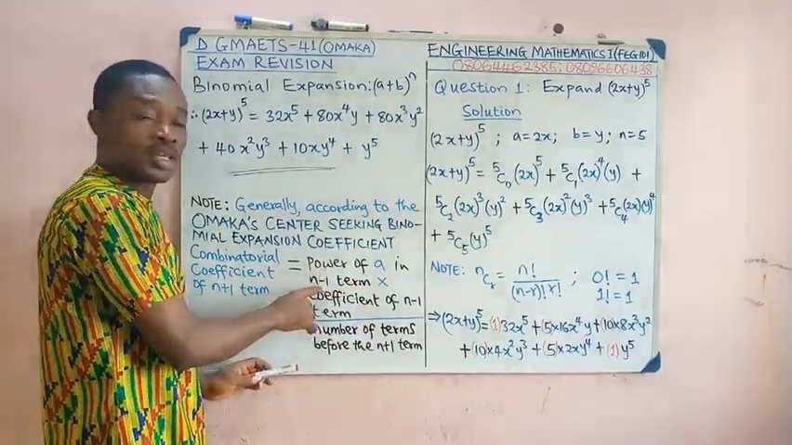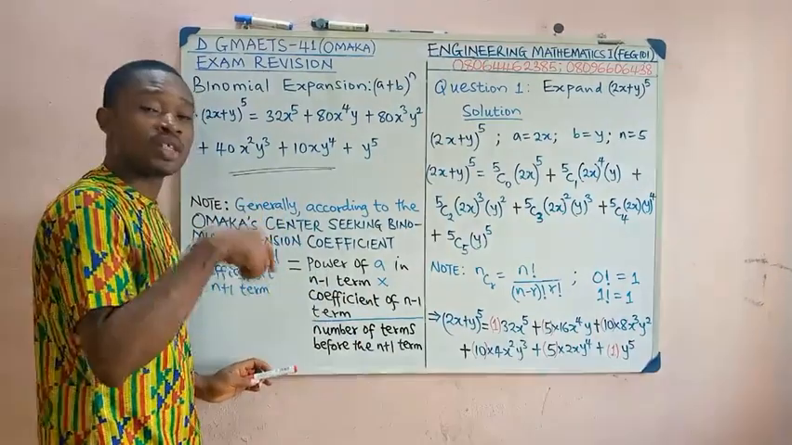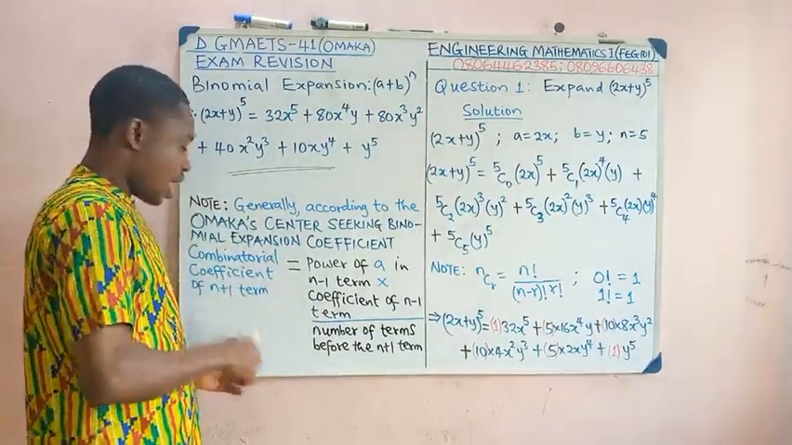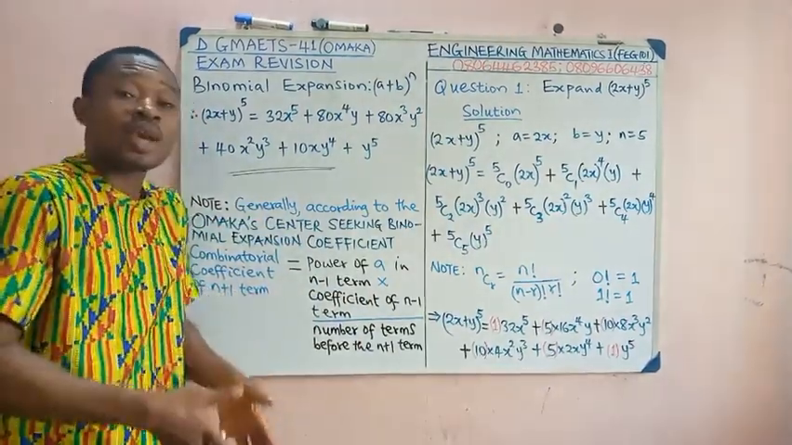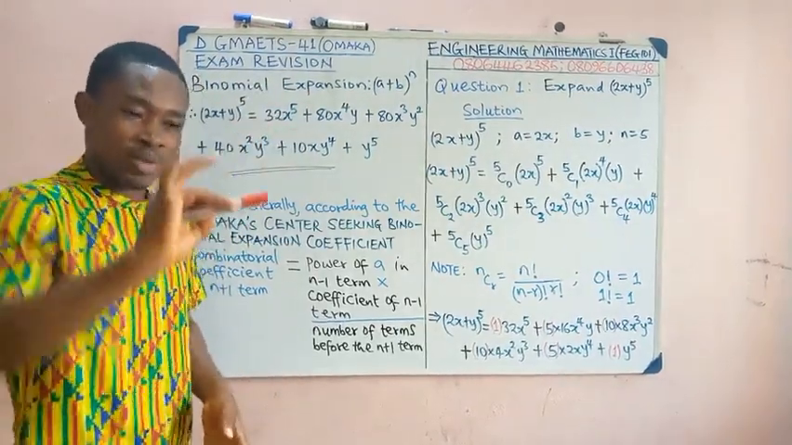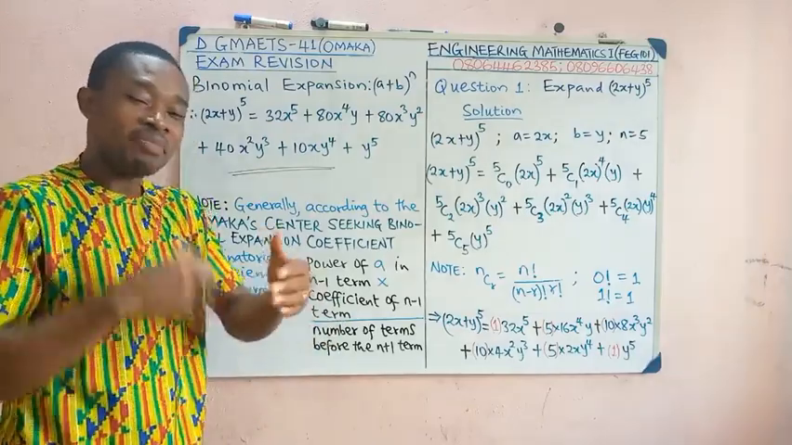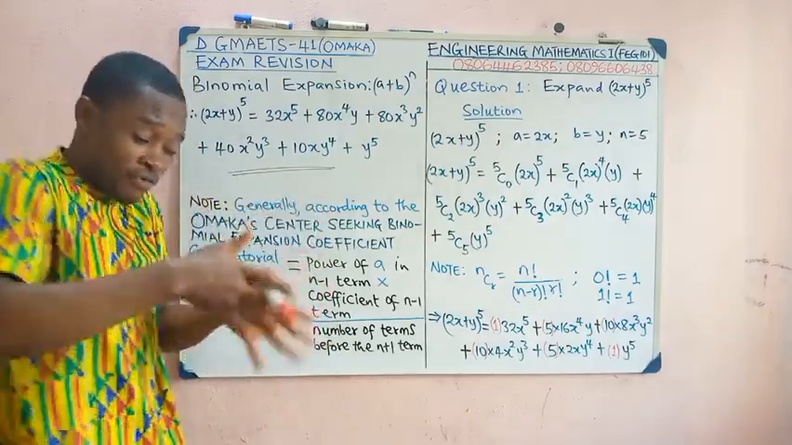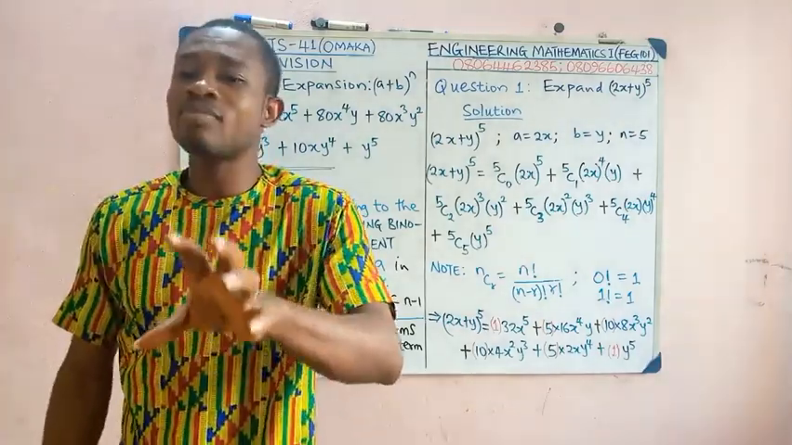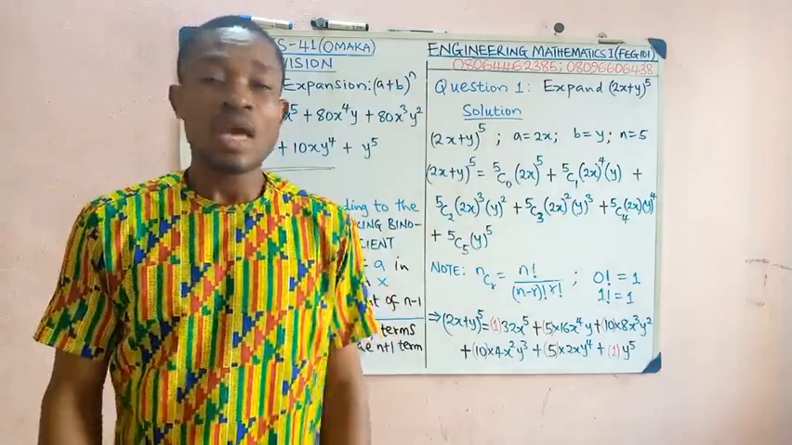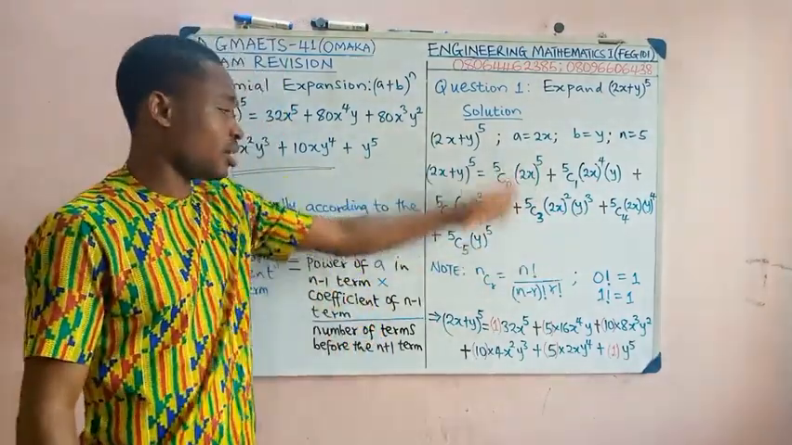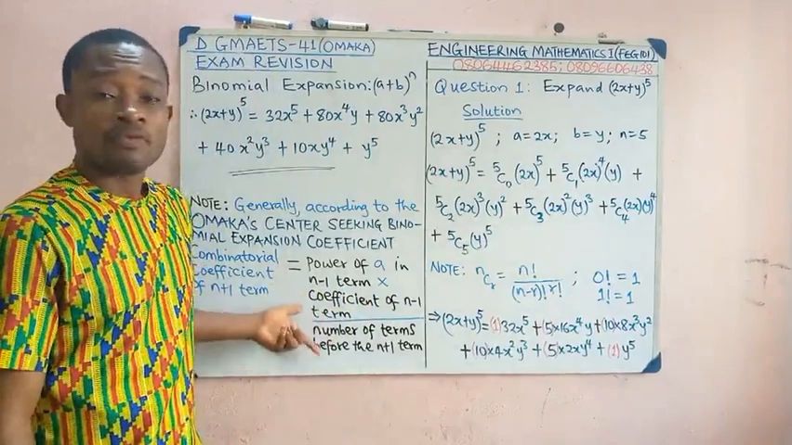This n minus 1 is the term before the one whose coefficient you want to get. The n plus 1 term is that particular term whose n combination r you want to obtain its value. Then the n minus 1 term is the term before the one whose n combination r you want to get. Let us quickly use this and see how this formula can be used.